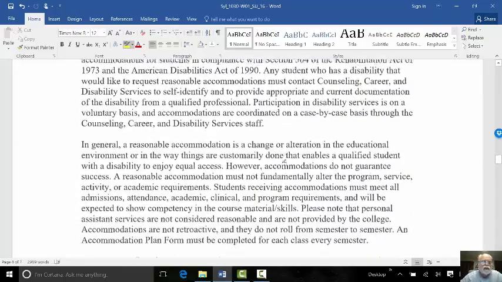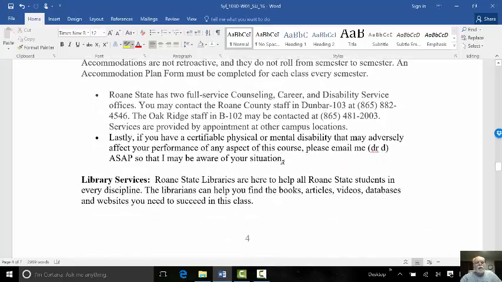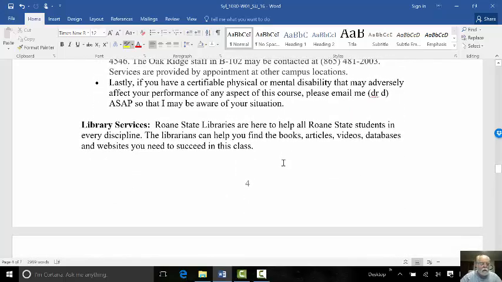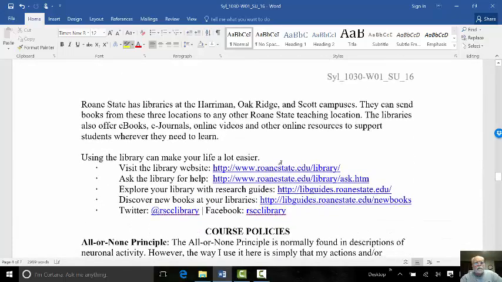Next, we have the discussions about disability, and if you have one, let the disability office know about it so they can contact me. We have a library service.